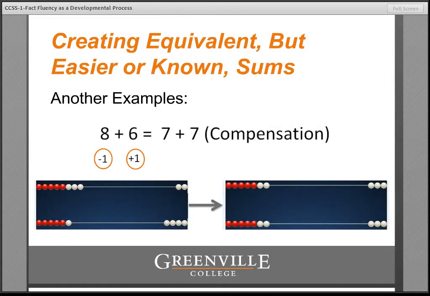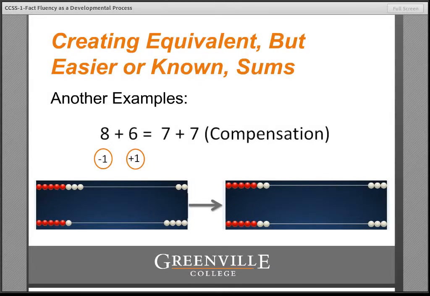I also want to revisit one of the level 3 methods that we talked about last week, creating equivalent but easier or known sums. In the examples that I gave last week, I did not include a compensation example, but that is a strategy that should be developed in first grade, so I wanted to touch on that right here. So compensation also involves some decomposing and rearranging of quantities in your two add-ins, essentially to make the problem easier.